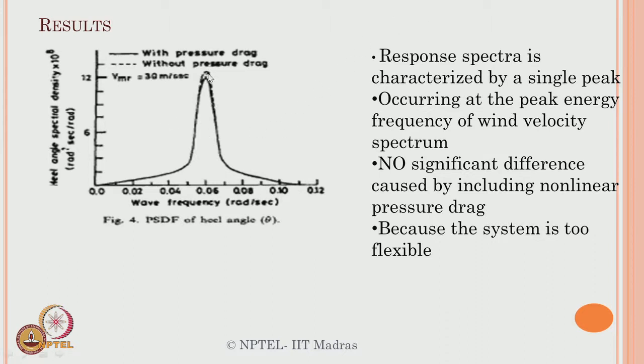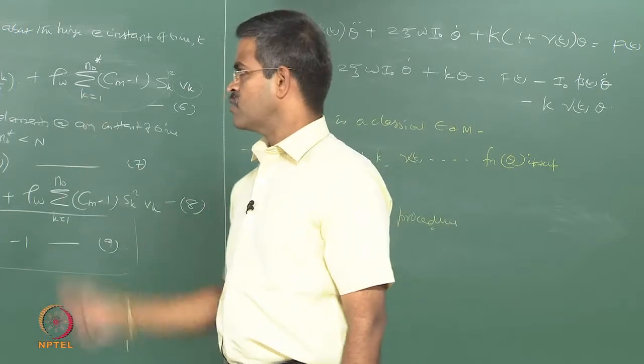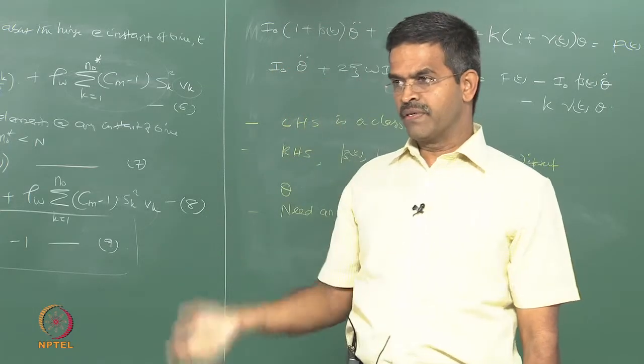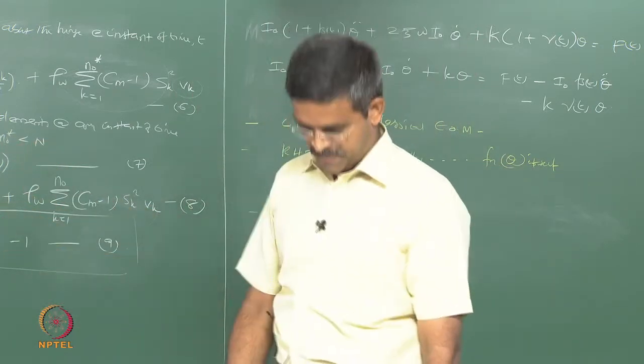So, the inference from the paper is that there is no significant difference caused by including the non-linear pressure drag term in the analysis. Okay, the solution has been done for both cases, linearization of drag and non-linearization of drag, and they have shown that there is not much difference. They have attributed this to the system being too flexible. Okay, the tower is too flexible or compliant in nature. So, in case of compliant systems, drag linearization is not important. That is what we can infer directly from this kind of study.